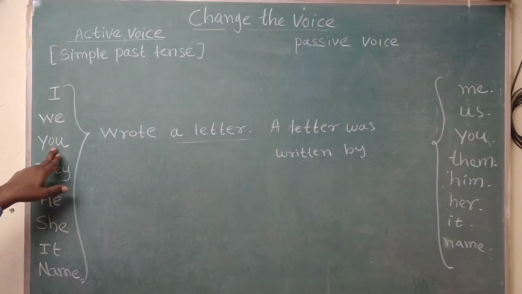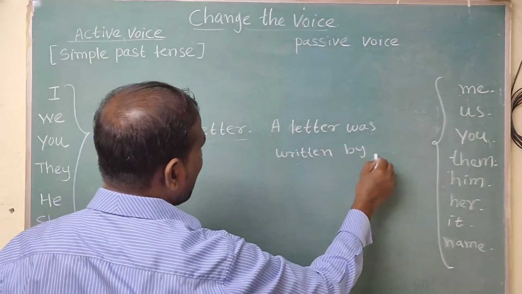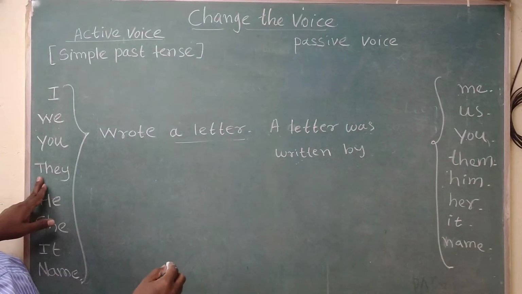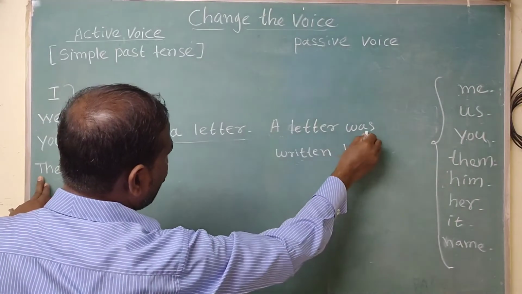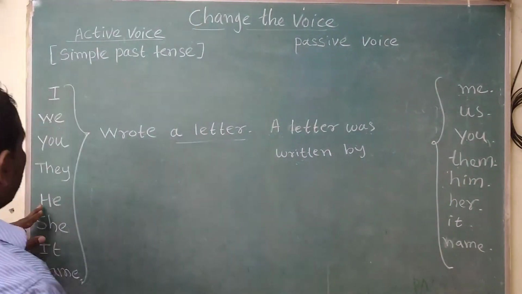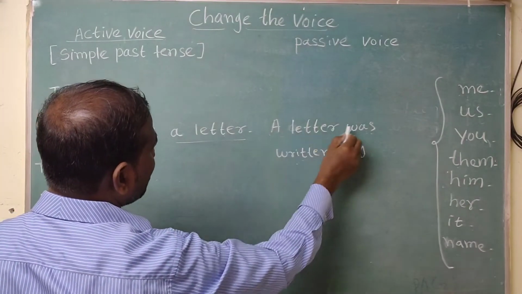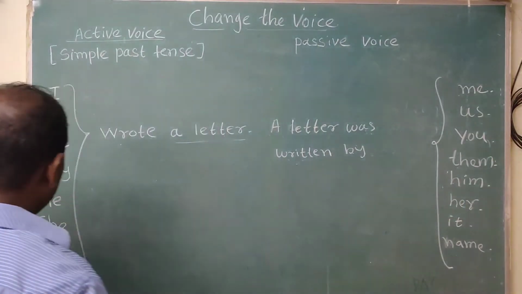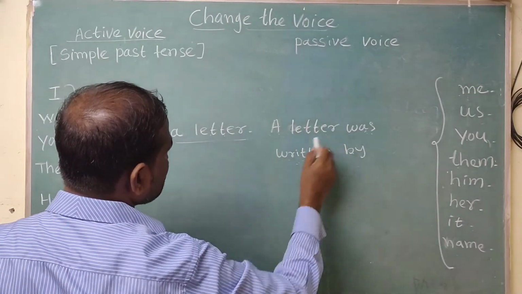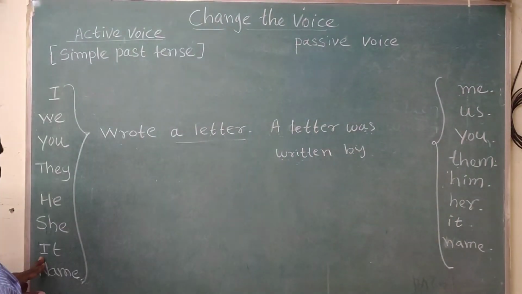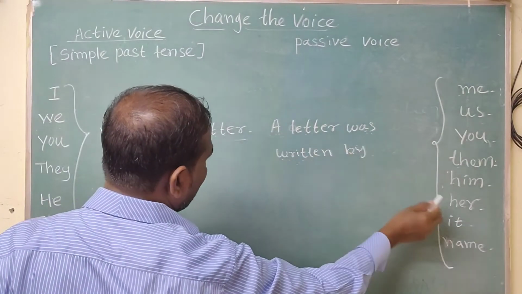If the sentence is you wrote a letter, then passive voice will be a letter was written by you. If the active voice is they wrote a letter, then passive voice will be a letter was written by them. If the active voice is he wrote a letter, then it will be what? Passive voice will be a letter was written by him. If the sentence is she wrote a letter, then passive voice will be a letter was written by her. If the sentence is it wrote a letter, then it will become a letter was written by it.